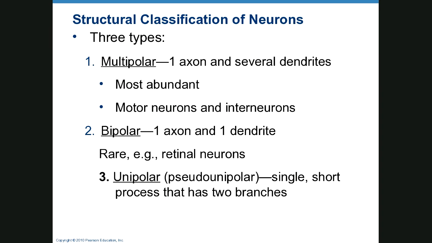Now, types of neurons. They may be multipolar: one axon, lots of dendrites. They may be bipolar. This is not typical. The retina is the main example I could think of. And then they may be unipolar, or actually pseudo-unipolar. It seems to be one branch, one process, but it branches off.